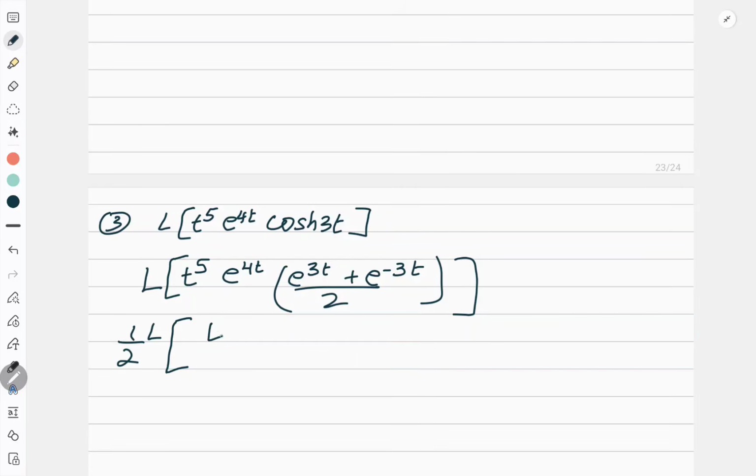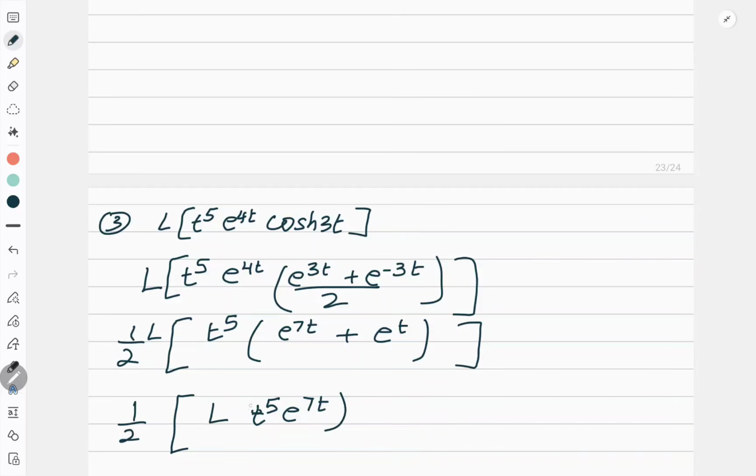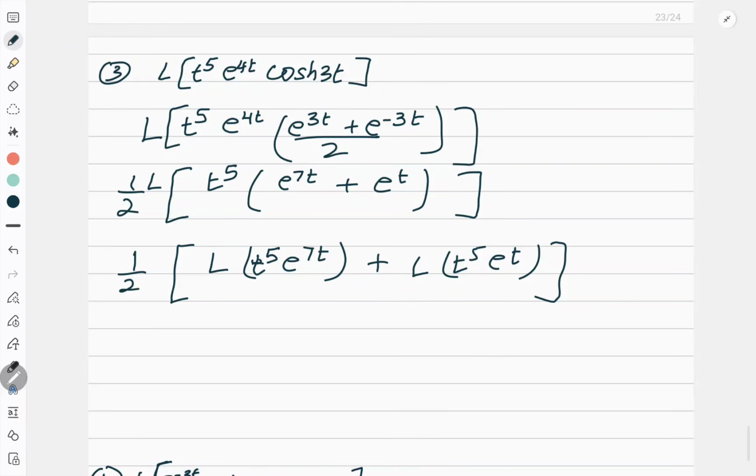L of t to the power 5 (e to the power 7t plus e to the power t). Correct? Then 1 by 2 (Laplace of t to the power 5 e to the power 7t plus Laplace of t to the power 5 e to the power t). I have splitted them into 2 parts.